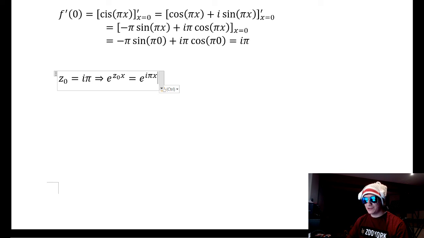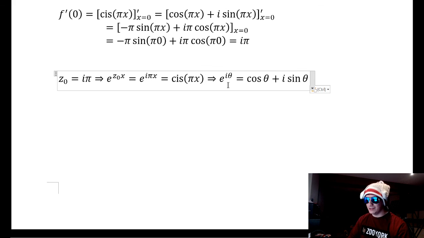which means that e to the z naught x equals e to the i pi x, which is equal to cis pi x. And just using a substitution of variables, let theta equal pi x, we get e to the i theta equals cos theta plus i sine theta.